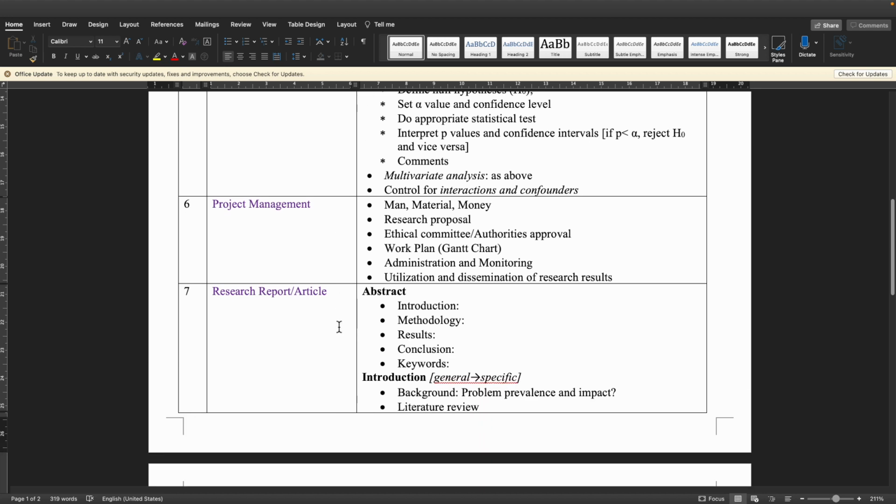Sixth is project management. Have a strategy to manage manpower, materials, and money, the 3 M's. Prepare research proposal and obtain ethical committee and authorities approval. Have a work plan or Gantt chart. Have strategies for administration and monitoring, utilization and dissemination of research results.